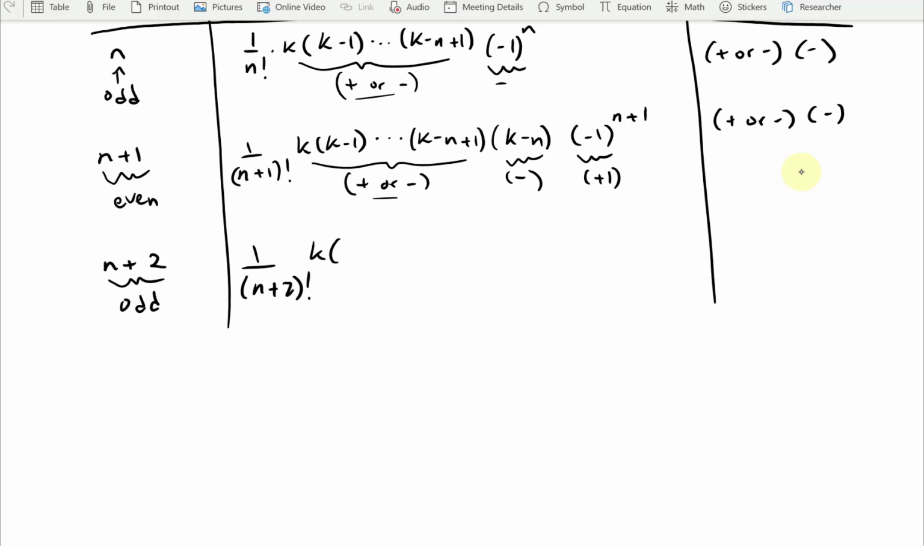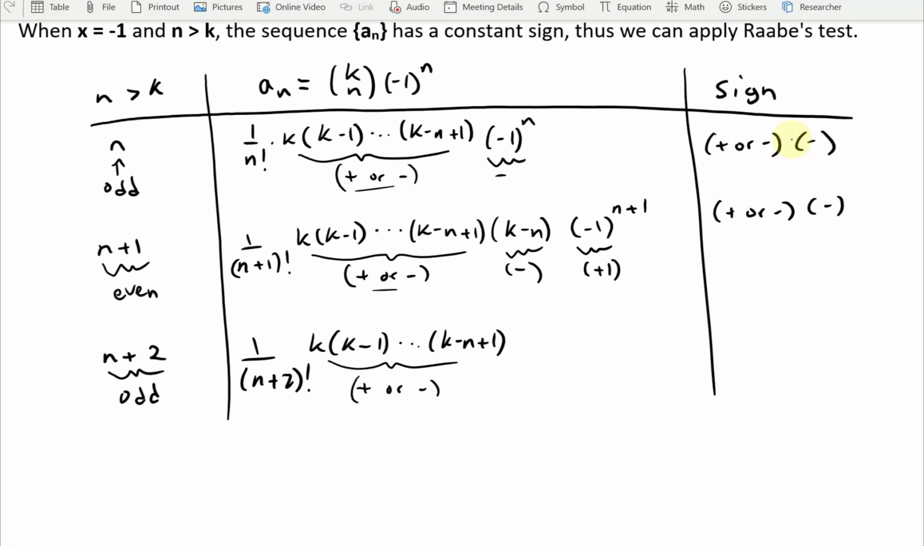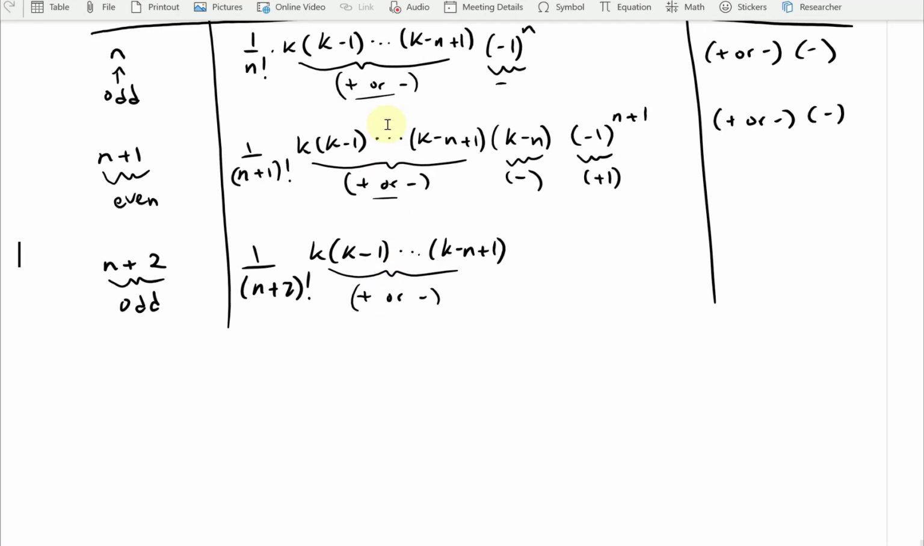Then we're going to have the usual k times k minus 1, dot, dot, dot, all the way to k minus n plus 1. And we know this one right here is, again, plus or minus, as above, depending on which one it was. If it was plus, it's going to be plus, plus, plus, plus. If it's a minus, it's going to be minus, minus, minus. And then we're going to have this one, k minus n, which we know is negative. So the one always after is going to be negative. And then the next one's going to be k minus n minus 1, like that. Remember, we subtract 1 every single time when we're going further.